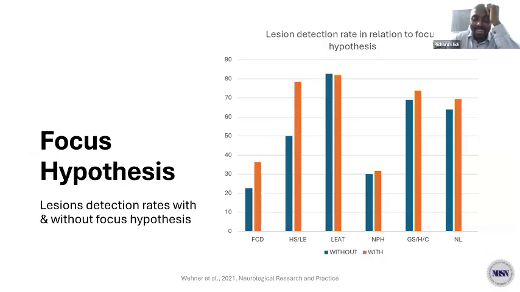Now, studies have tried to examine the utility of the focus hypothesis, whether in fact it improves the detection rate of epileptogenic lesions. And it was found that it actually did, especially in the detection of focal cortical dysplasia, hippocampal sclerosis and limbic encephalitis. As you can see, this was obtained using the focus hypothesis. The detection rate was almost 80%, and without the focus hypothesis, it is 50%. And the difference in detection rate is significant, thanks to the focus hypothesis. The same thing applies to focal cortical dysplasia.